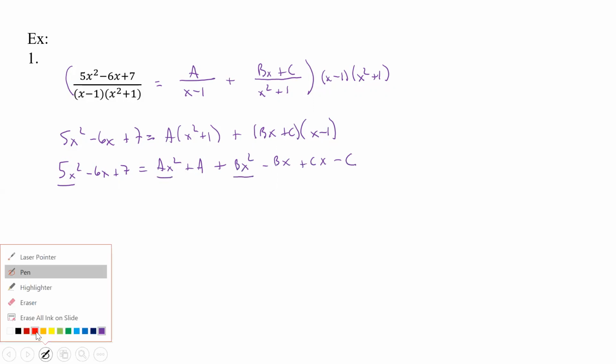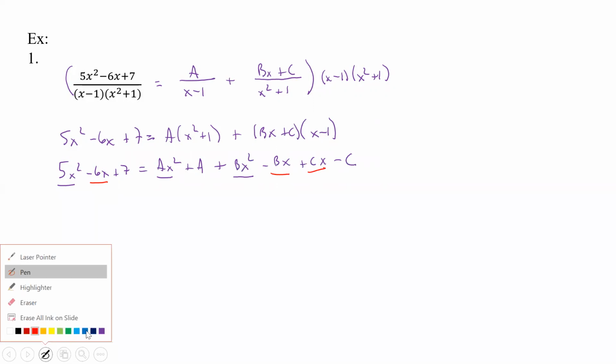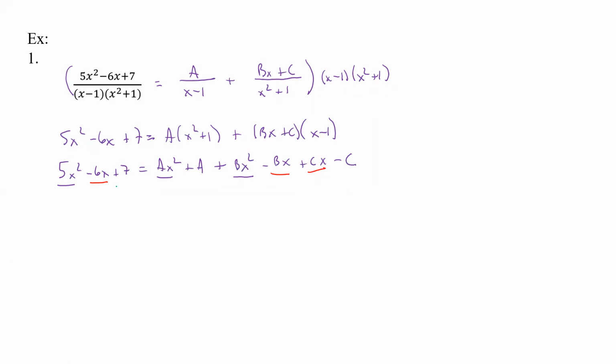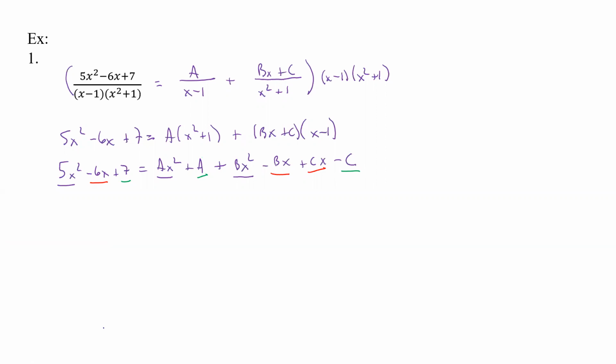Now let's change colors. We have an x term, an x term, an x term, and one last color. I don't know, let's do green. And we have a number, we have a number, and we have a number. Okay. So we're going to have basically 3 equations and 3 unknowns.